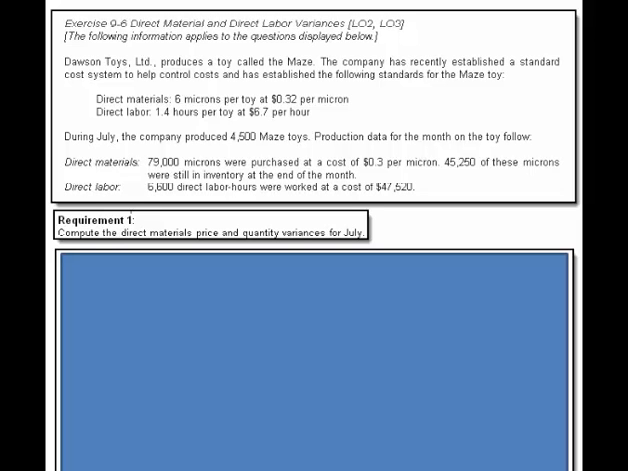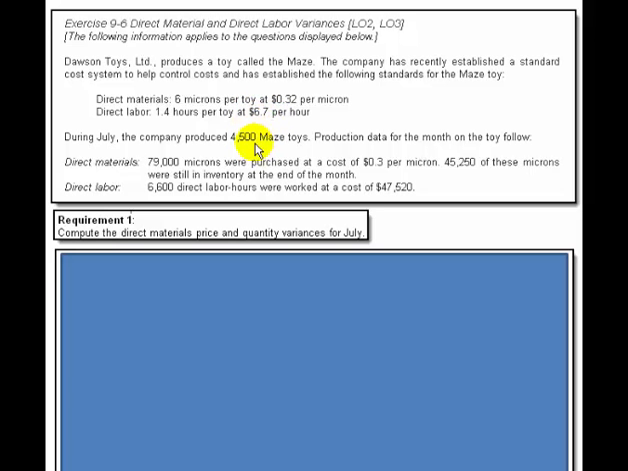All right, let's take a look at exercise 9-6, which deals with direct material and direct labor variances. Let me read the information to you. Dawson Toys produces a toy called the Maze. The company has recently established a standard cost system to help control cost, and they've established the following standards. It takes 6 microns per toy at 32 cents per micron. That's for materials. For direct labor, it's 1.4 hours per toy at $6.70 per hour.